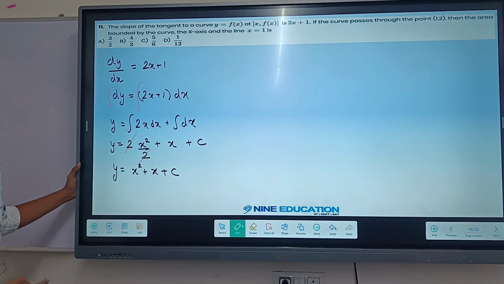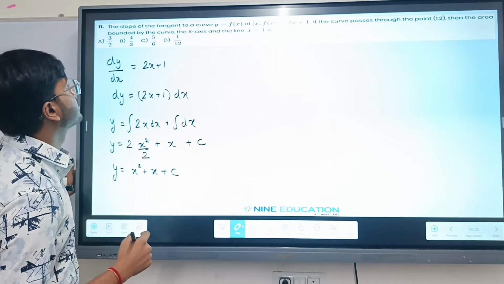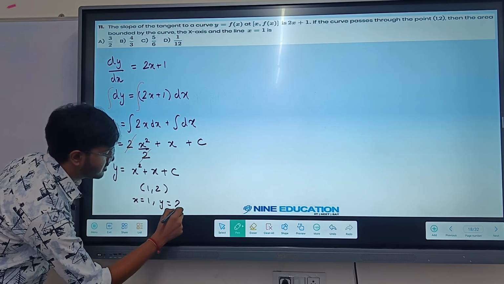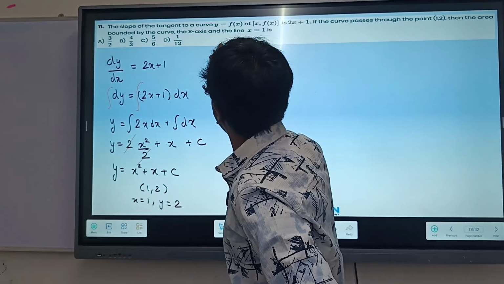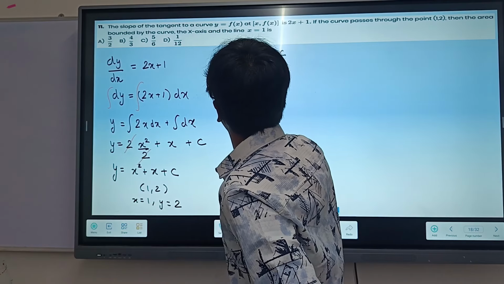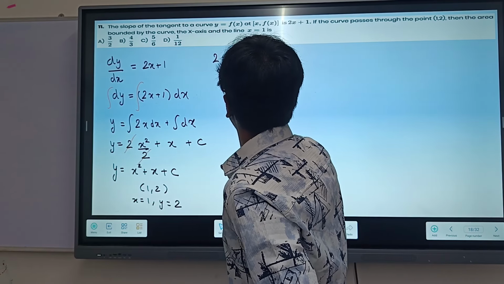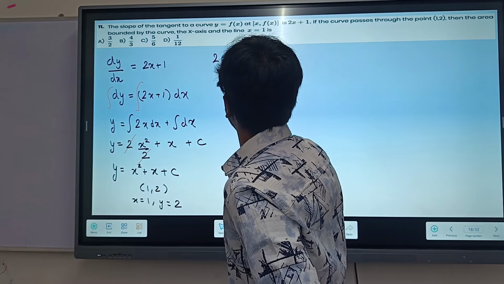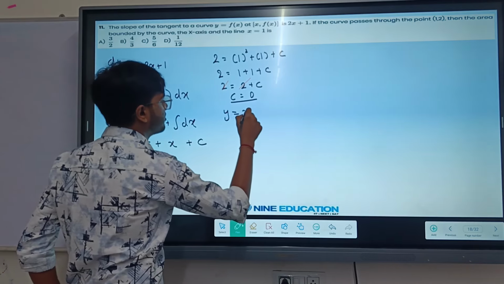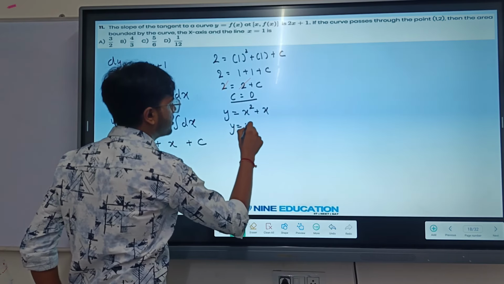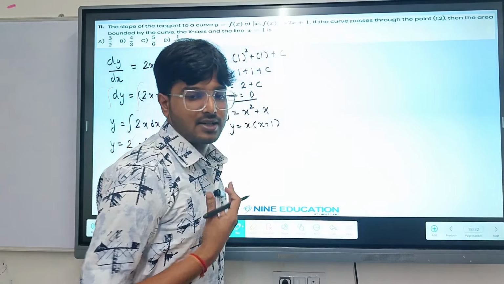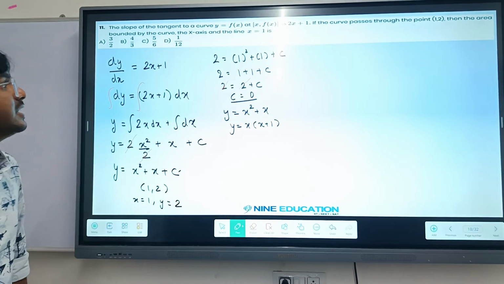Now what is given? This curve passes through 1 comma 2. This curve passes through 1 comma 2 means x equal to 1 and y is 2. So in place of y, substitute 2, in place of x, 1 square plus 1 plus c. So 2 equal to 1 plus 1 plus c. So 2 equals 2 plus c. 2 and 2 cancel. So I get c value as 0. C value 0. What is the curve? Curve is y equal to x square plus x. So y equal to x into x plus 1. So what is this? This is looking like a quadratic equation. So basically it will be a parabola.